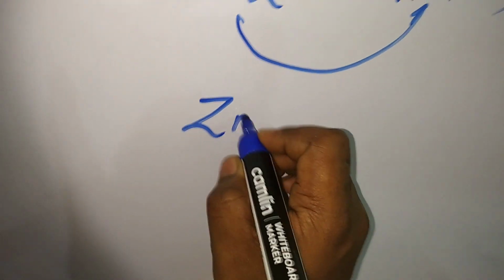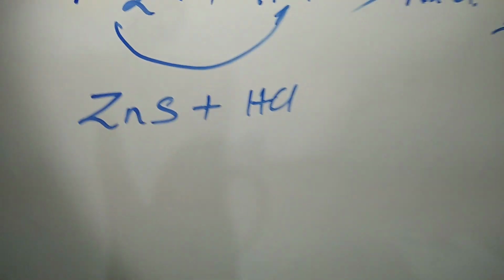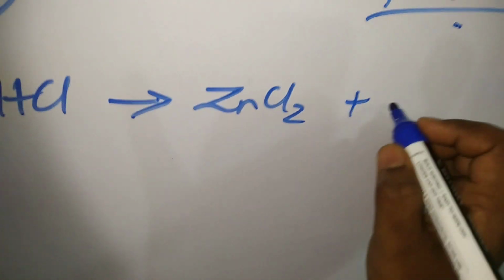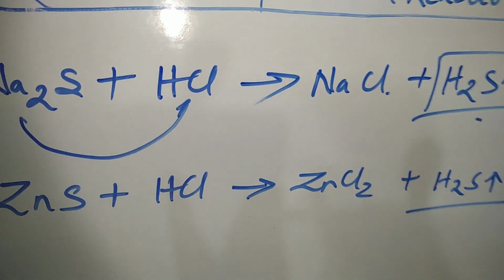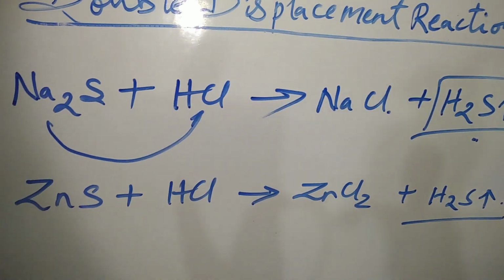Another example, zinc sulfide. When ZnS reacts with HCl, it forms ZnCl2, yes, and H2S gas. Okay students, understand what is double displacement reaction with respect to the formation of gas.